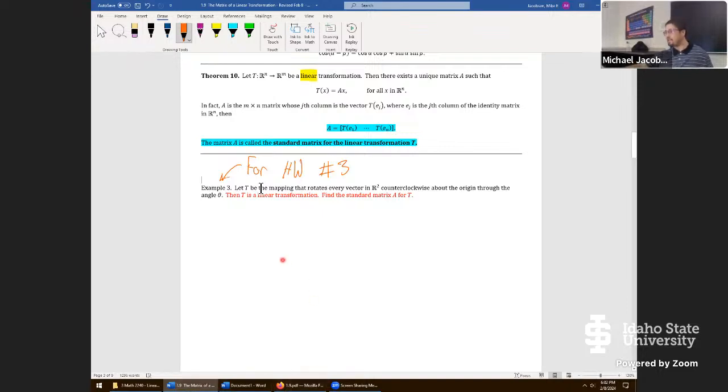So let's look at what T does. T is the mapping that rotates every vector in R2 clockwise. That means we're using a positive angle for rotating that way, about the origin through the angle theta. This is a linear transformation if all of it's doing is rotating every point in a rigid way. So we should be able to find its standard matrix. Here's how we're going to start. That's what the standard matrix will look like.